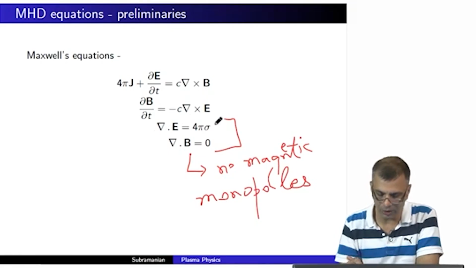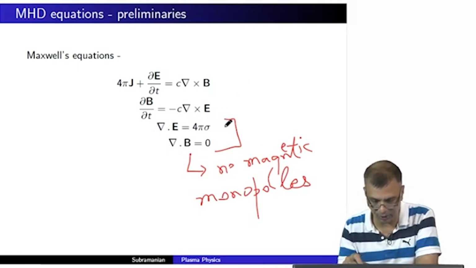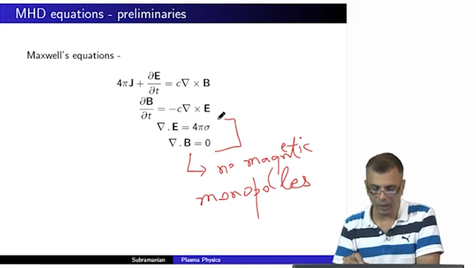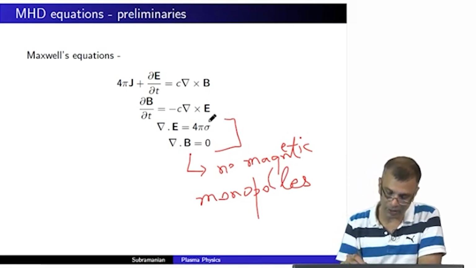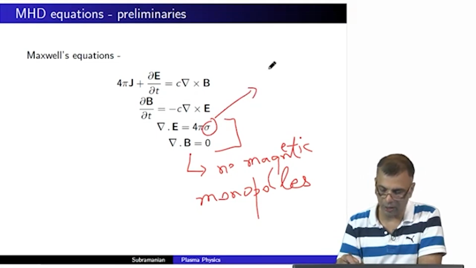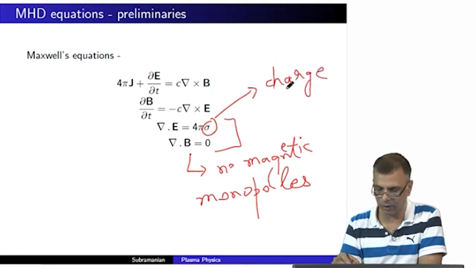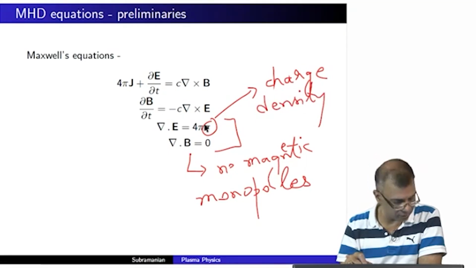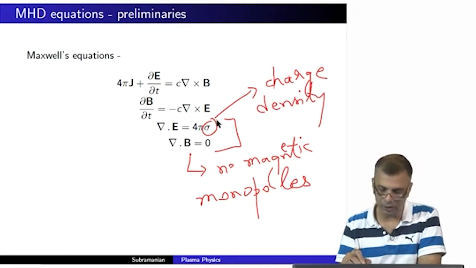This is essentially establishing the relation between the electric field and charges. Here sigma is not conductivity, sigma is charge density. I beg your pardon for the change in notation, but normally we will use sigma for conductivity, but in this particular equation it is charge density. So, this is telling you how the electric field is related to charges.